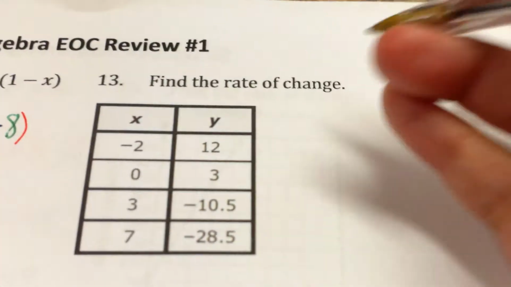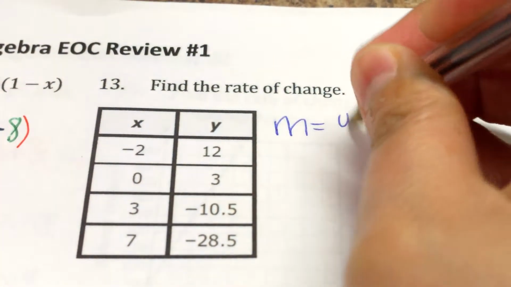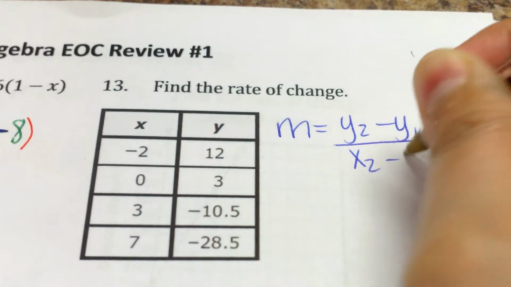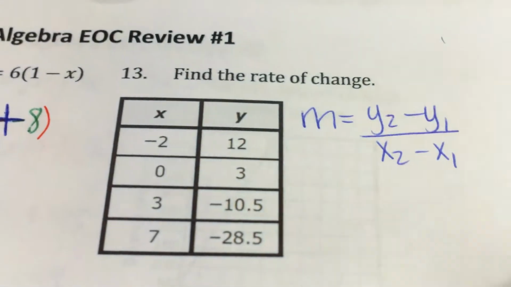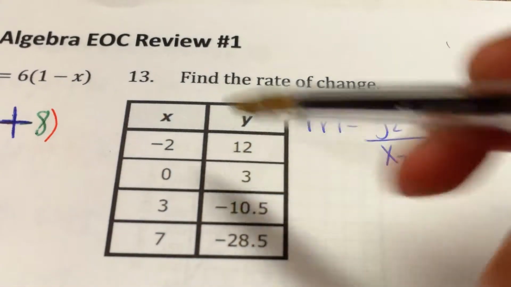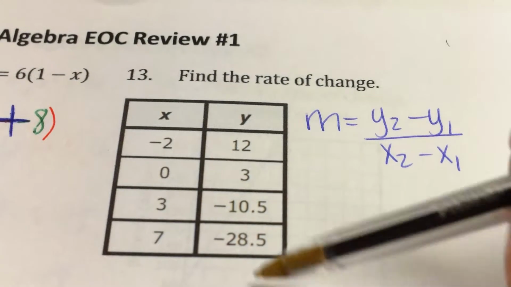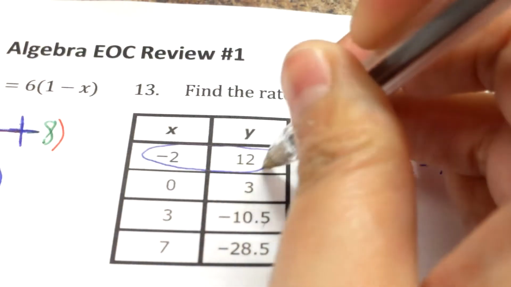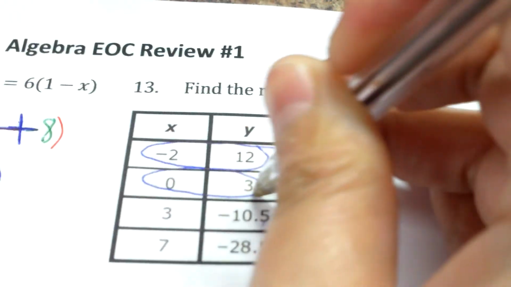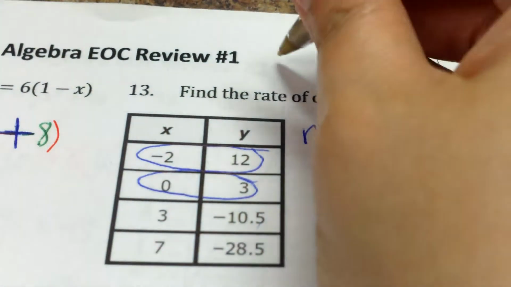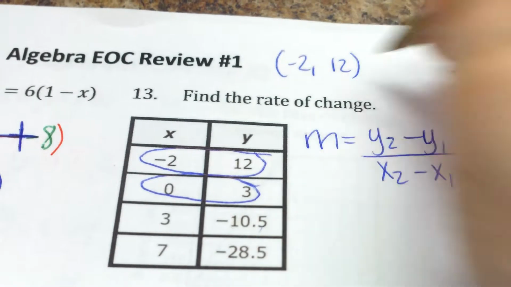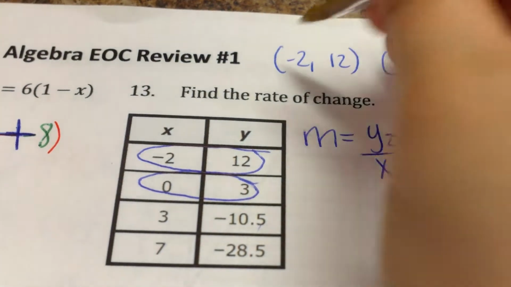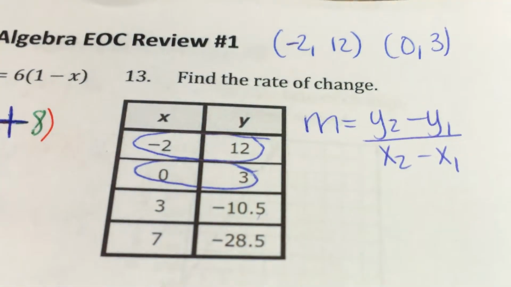So let's go ahead and write it down. M equals y2 minus y1 over x2 minus x1. You get to choose any 2 points that you want from here. And because I don't want to work with decimals, I'm going to go ahead and choose these 2 points. You could choose the other points if you wanted to as well. I just don't want to deal with decimals.